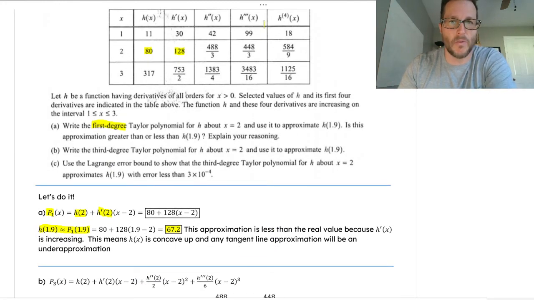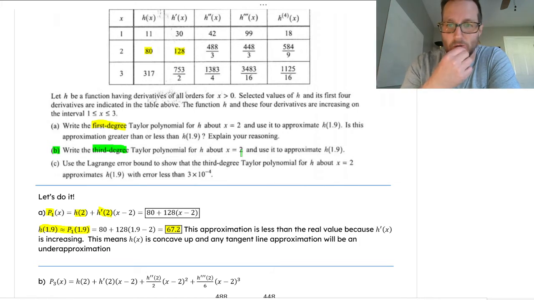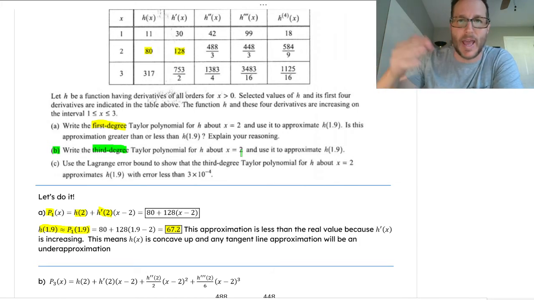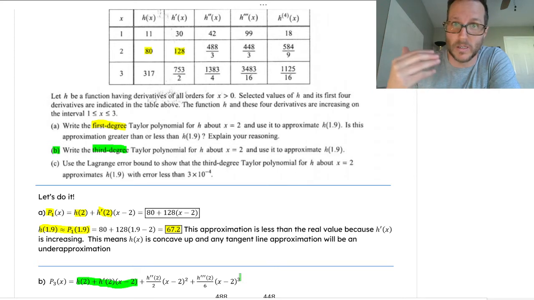All right, so the second problem of this 2008 question is: write the third degree Taylor polynomial for h about x equals 2. Well, we've already got the first two terms. We just need to add the next two. That would be what we started with, so we already have that part. But back to the Taylor series general form, we want h double prime at 2 over 2 factorial times x minus the center raised to the 2. And then the third derivative at 2 divided by 3 factorial times x minus the center raised to the third. That is the general form of a Taylor polynomial, and then we just have to go grab those values.